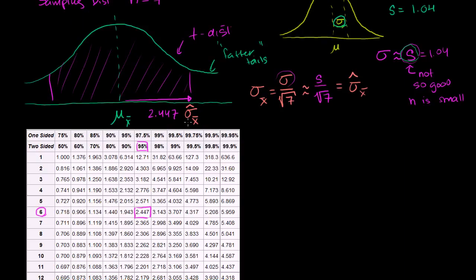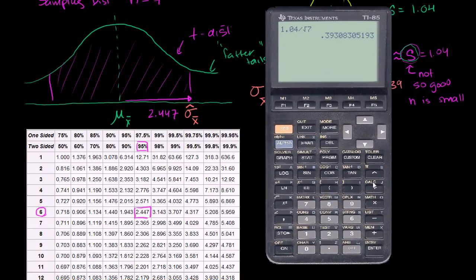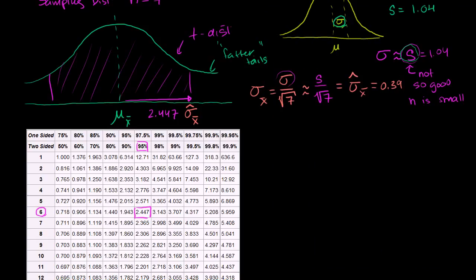So this right here is 0.39. If we want to find the distance around this population mean that encapsulates 95% of the sampling distribution, we have to multiply 0.39 times 2.447. So let's do that. 0.39 times 2.447 is equal to 0.96. So this distance right here is 0.96, and then this distance right here is 0.96.